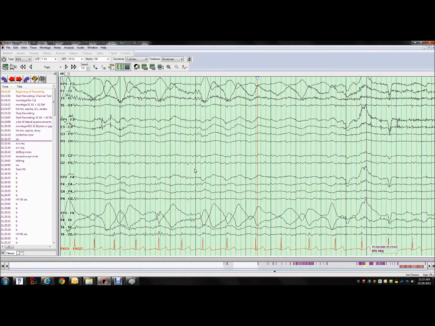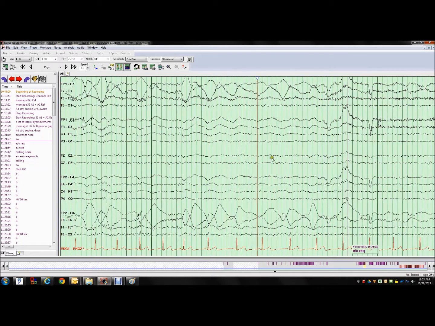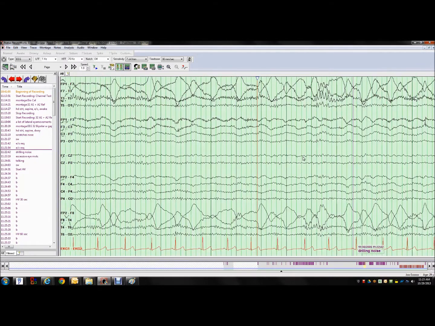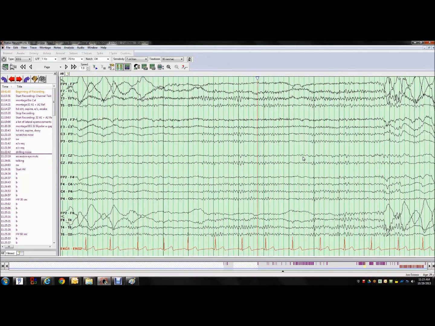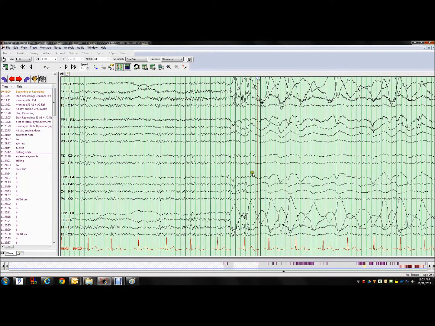Let's go to eye opening request. I think the eyes are already open here a little bit. We'll get a better example. Most likely right here. I think the patient's peeking here and there. But you can see a nice reactive background where you have alpha here and then it attenuates here. Again, all this frontal activity is eye movements.